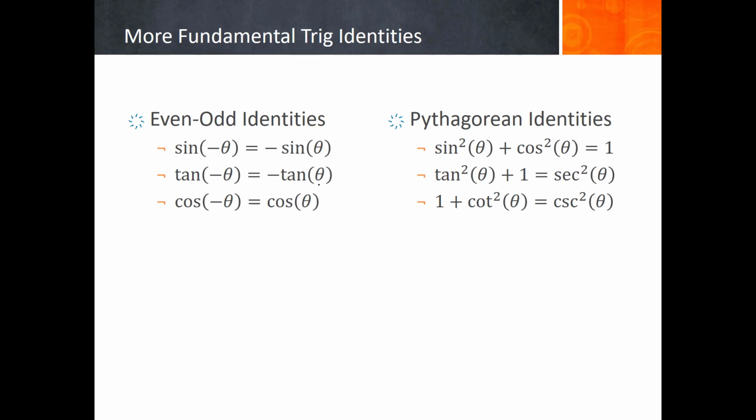And then again, we have the Pythagorean identities, which we just looked at the first one. You should also be familiar with the other two as well. Tangent squared plus 1 is equal to secant squared, and 1 plus cotangent squared is equal to cosecant squared.